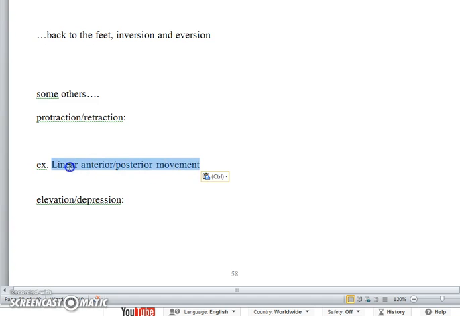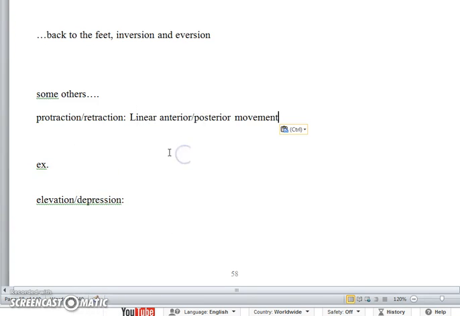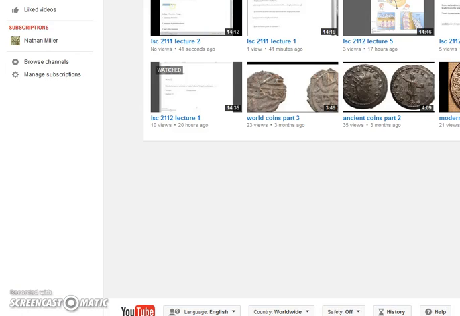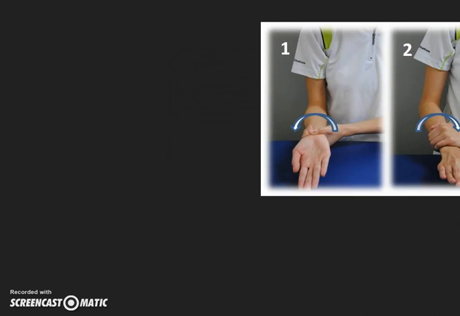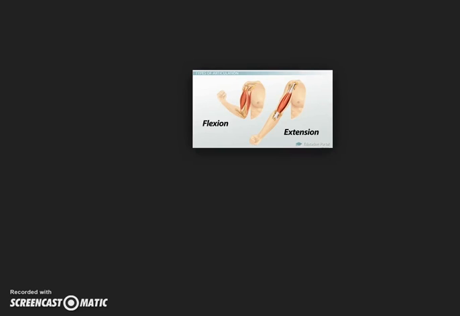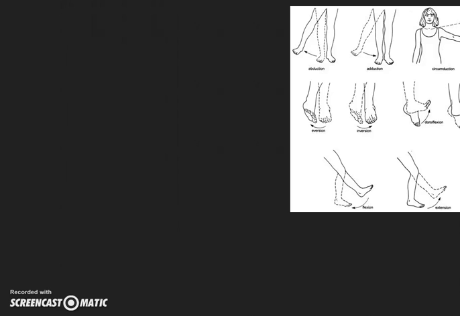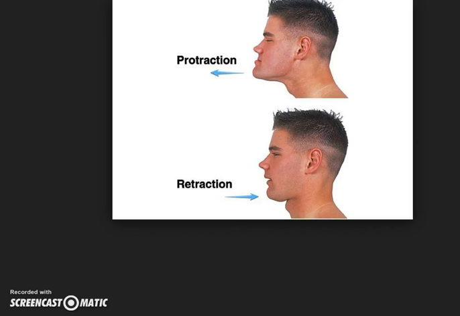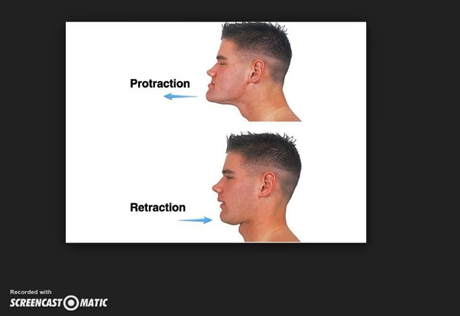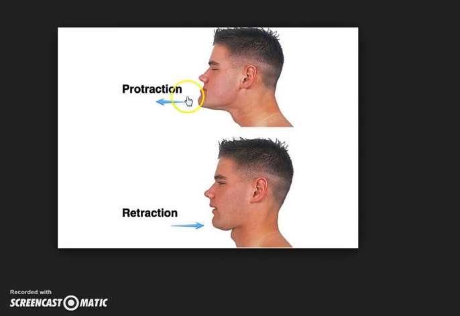Oh wait, here, don't put that there. Put that there. That's the definition. Now if you want an example, do the jaw. That's the one your book does, and I had one too when I was looking for pictures. Where'd the guy go? I lost him. There he is. Sort of the jaw. So remember, we said linear, straight line movement. So protraction of the jaw is moving forward, retraction of the jaw is moving back.